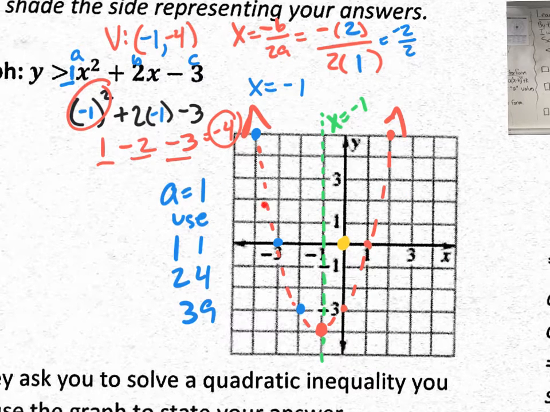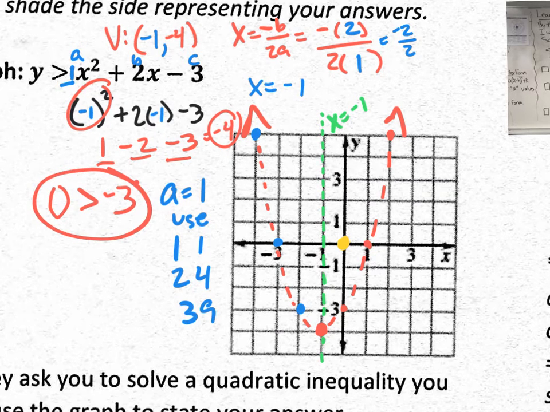All you got to do is plug in 0 for y, 0 for x. So it's going to say 0 is greater than 0 minus 3. That's going to say 0 is greater than minus 3. What do you say about that? That's true. So this is a point that works. It is a solution. That means all my solutions are on the inside. So let's shade in the inside.